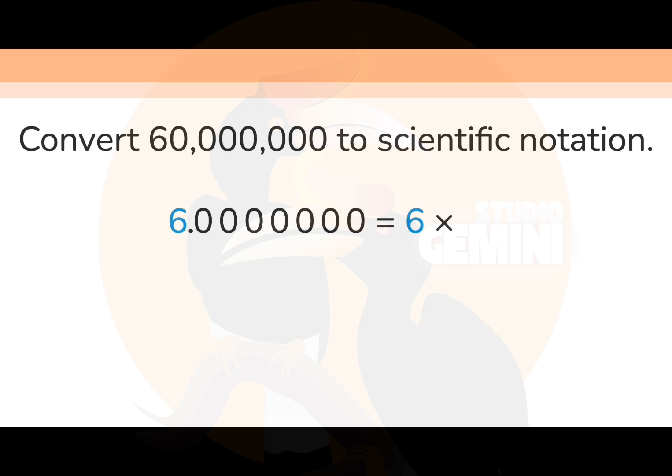Next, from that decimal point that we just placed, we will count the number of spaces to the end of our number. It takes 7 hops to get from that decimal point to the end of our number. Those 7 hops represent our factors of 10, which indicates our exponent should be the number 7. So, the number 60 million becomes 6 times 10 to the 7th power in scientific notation.